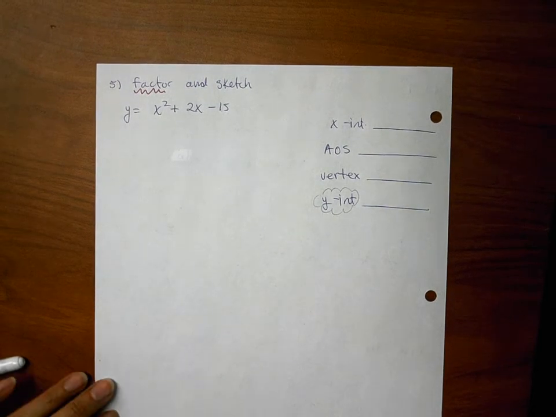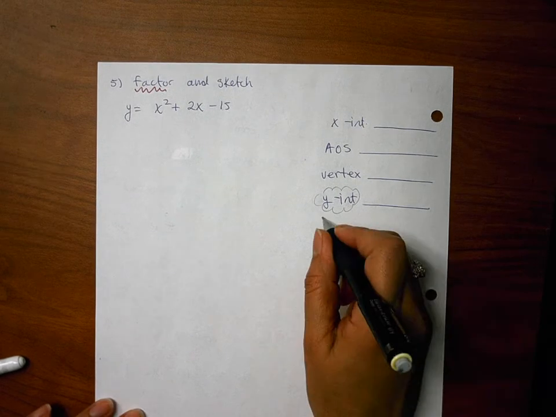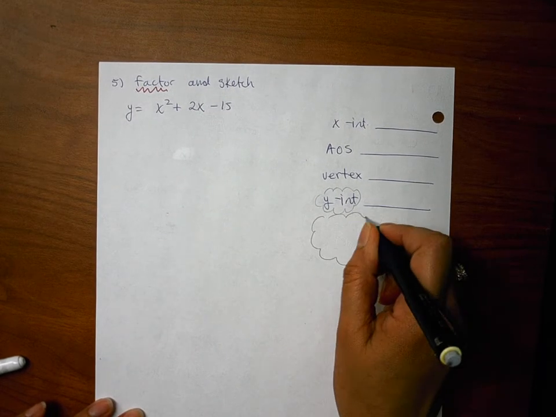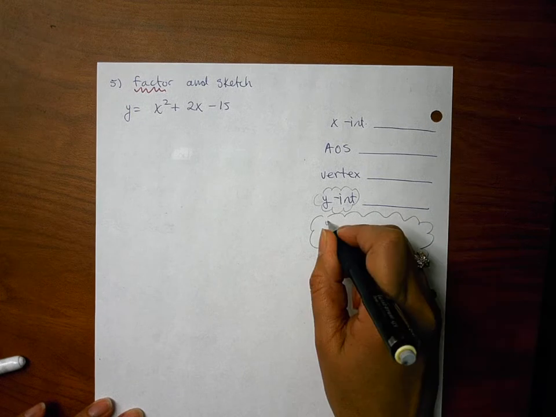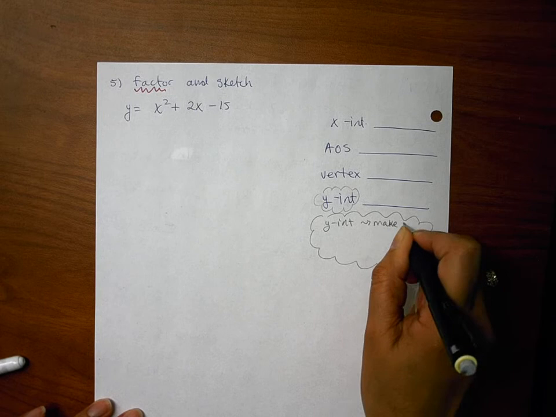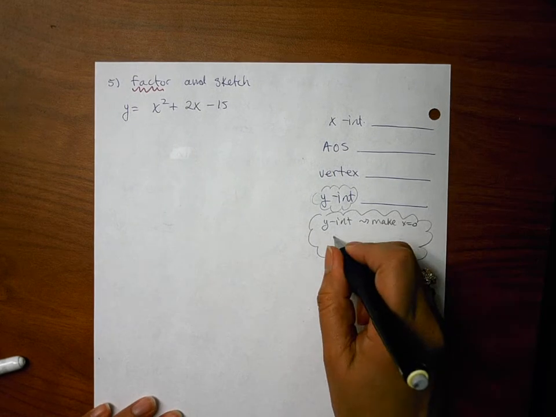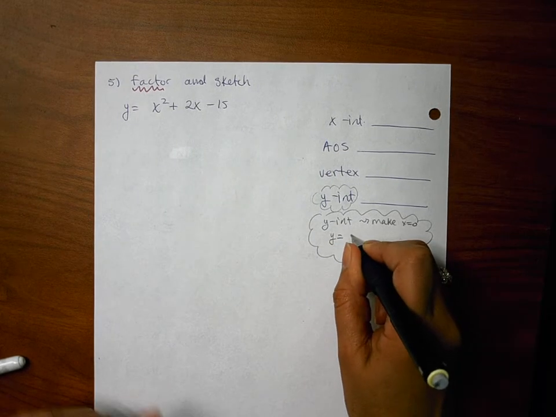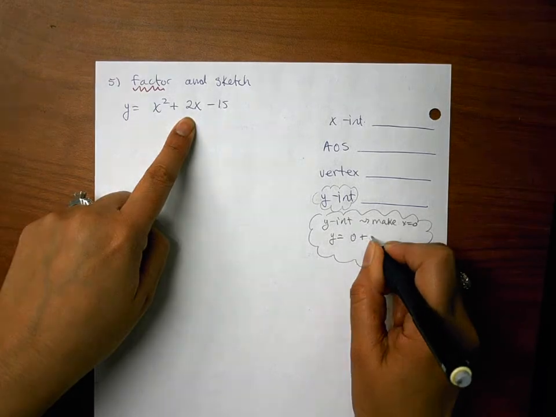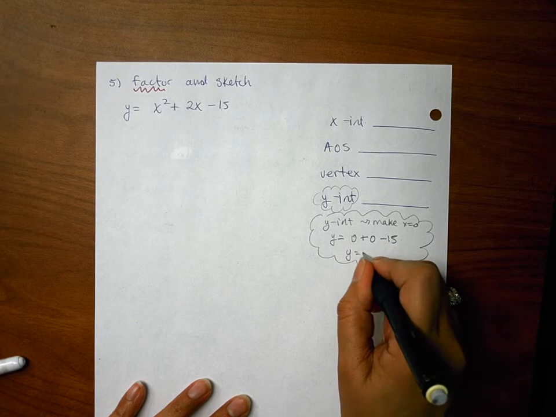If you wanted to, you could find the y-intercept first. Let's just do that. We'll do it right in here in this little bubble. Y-intercept we find by making x equal to 0. We just did that on the previous page. Only difference is the previous page was in factored form, x-intercept form, and this is standard form. Remember when I said you can do it in your head because 0 squared is 0, 2 times 0 is 0, minus 15. 0 plus 0 minus 15 is -15.